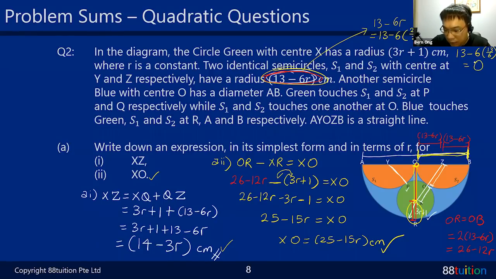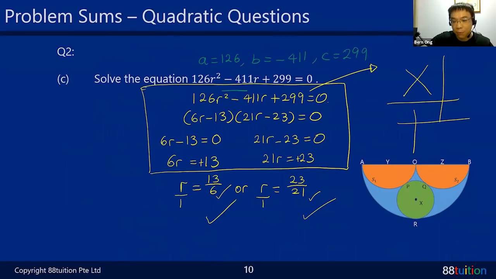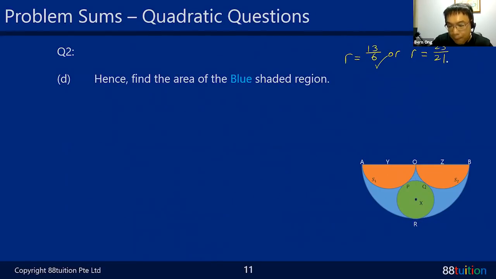If I use the R as 23 over 21, I still can get a positive number. If I use my R as 13 over 6, what happened? It gives me a 0. How can a length be 0? So this is the time that you can make a decision what answer to reject. You're supposed to reject the 13 over 6. Can you see or not? At this moment, both answers are positive number.